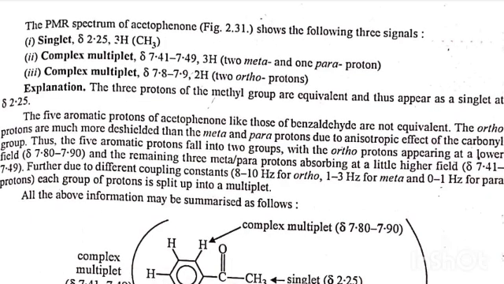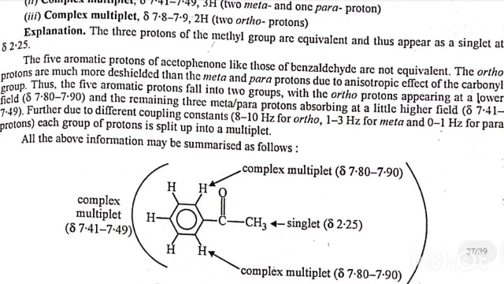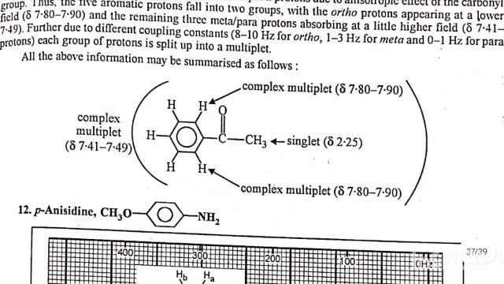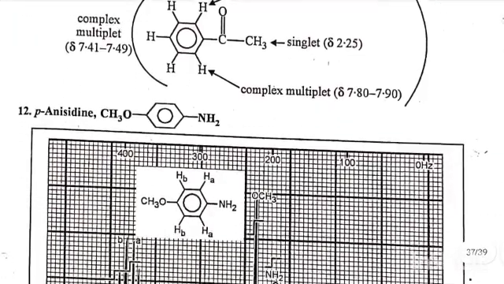Explanation. The 3 protons of the methyl group are equivalent and thus appear as a singlet at delta 2.25. The 5 aromatic protons of acetophenone, like those of benzaldehyde, are not equivalent. The ortho protons are much more deshielded than the meta and the para protons due to the anisotropic effect of the carbonyl group. Thus, the 5 aromatic protons fall into two groups, with the ortho protons appearing at a lower field. Further, due to the different coupling constants, 8 to 10 Hz for ortho, 1 to 3 Hz for meta, and 0 to 1 Hz for para positions, each group of protons is split up into a multiplet.